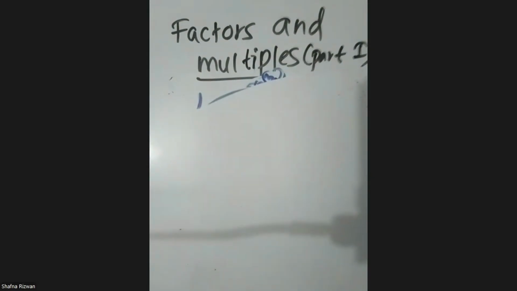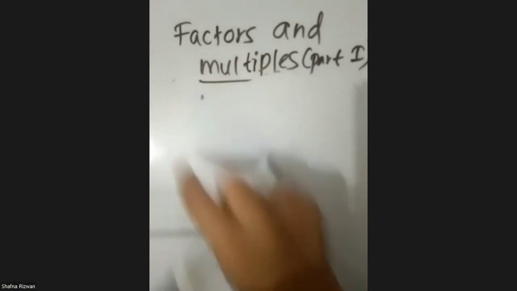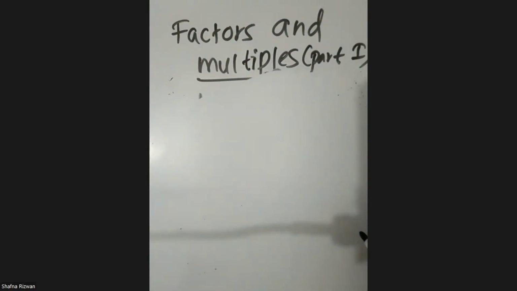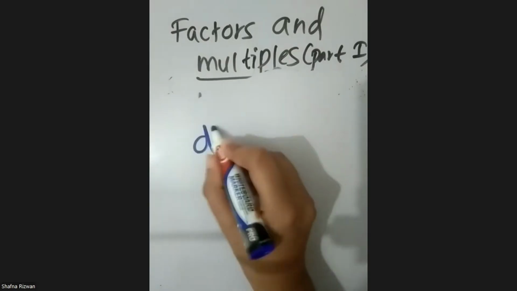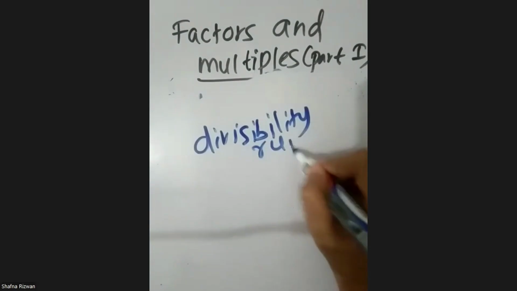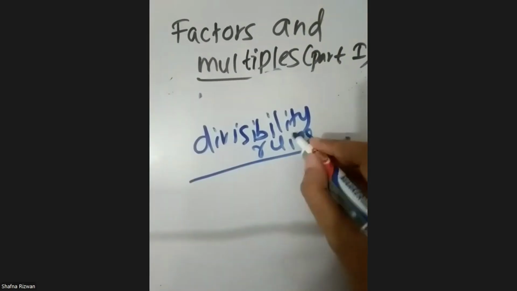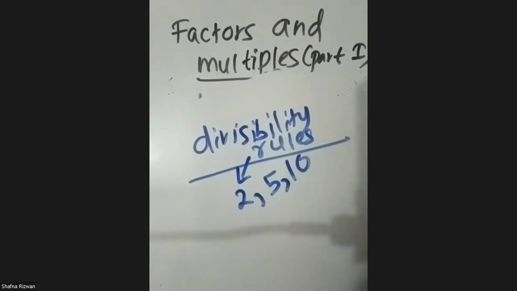Okay, now remember that. Now let's go towards something that you all have studied in grade 6, but I'm 100% sure that you all can't remember it. So what are those? You all might have studied something known as divisibility rules. You all might have studied the divisibility rules of numbers 2, 5 and 10.